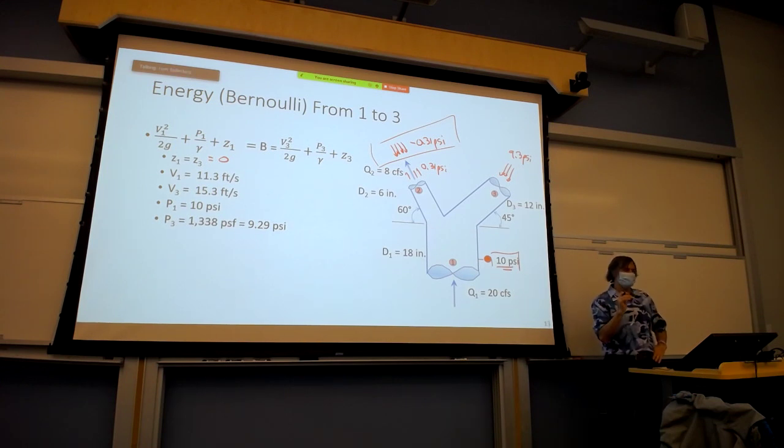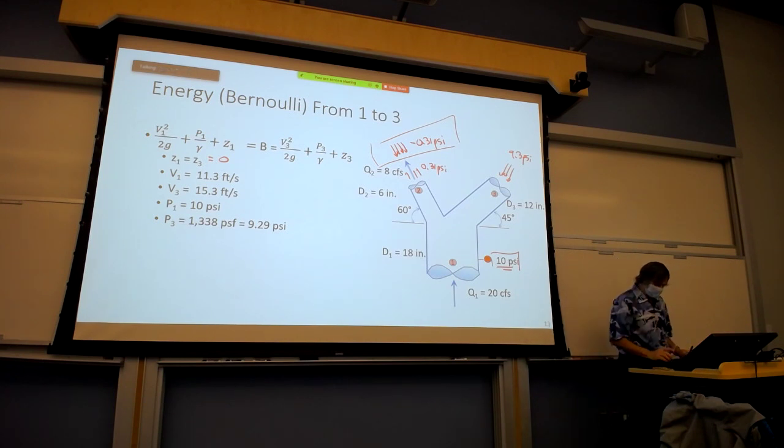And by just looking at pressure, you're not considering elevation or velocity. So just keep that in mind. Fluids move from high energy to low energy, not high pressure to low pressure. You could easily have flow going from low pressure to high pressure.